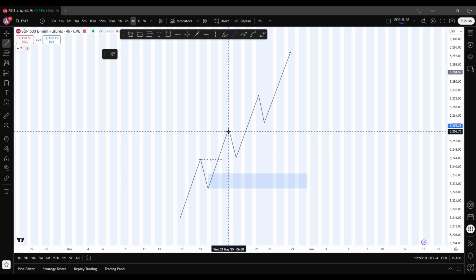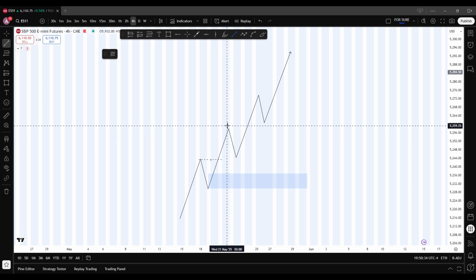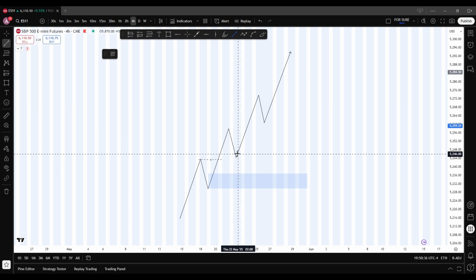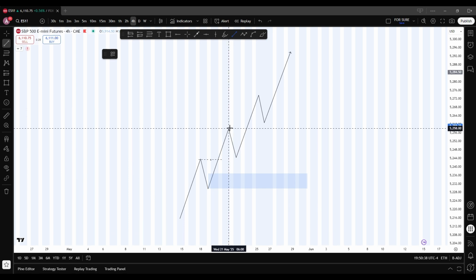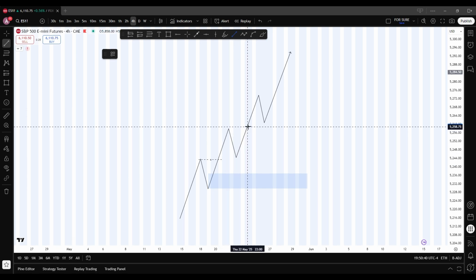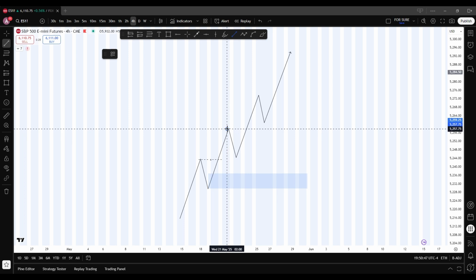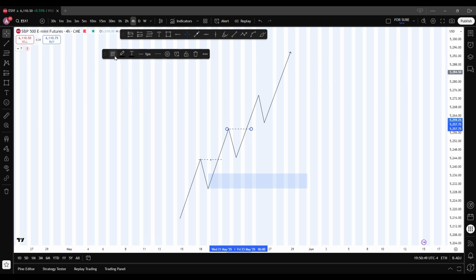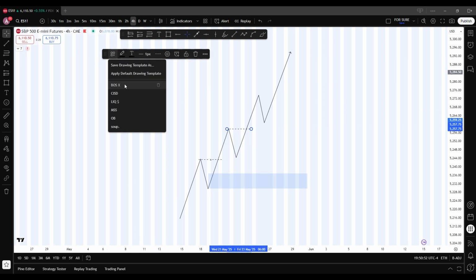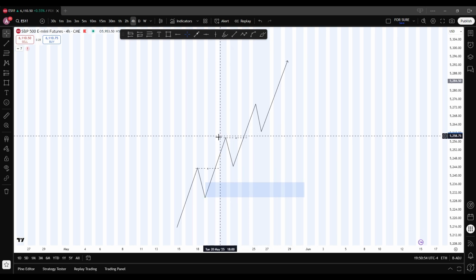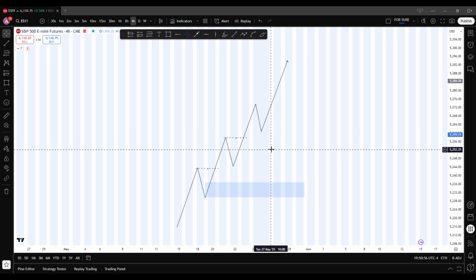So let's say price keeps going up. This will be your new high. Price dips down. This is still your high. Price eventually went up again with a full body candle close. This will be considered a break of structure. Why? Because a body candle closed above this high right here.